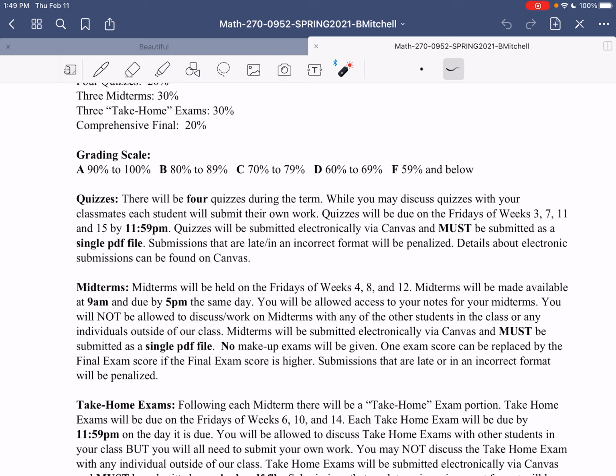If one of these exams doesn't go particularly well or some unforeseen event causes you to miss one of these exams, one exam score can be replaced by the final exam score if the final exam score is higher. So we're not dropping a midterm score, but if one midterm doesn't go particularly well or one is missed, then you can, if it's better for you, make use of your final exam to replace that poor midterm score or that missing midterm score. Once again, it's very important to make sure that your submissions come in on time and in the correct format. Submissions that are late or in incorrect format will be penalized.